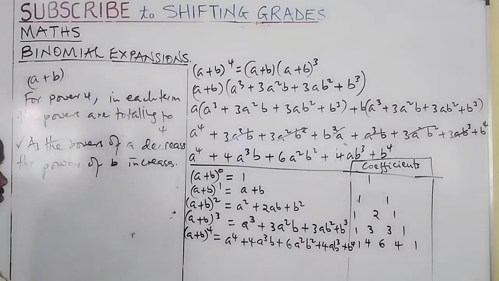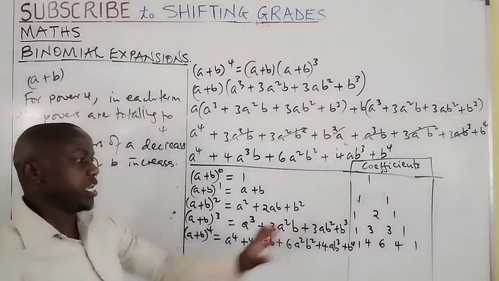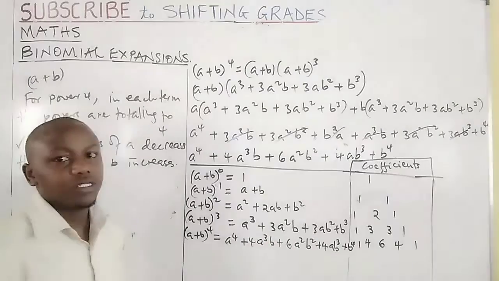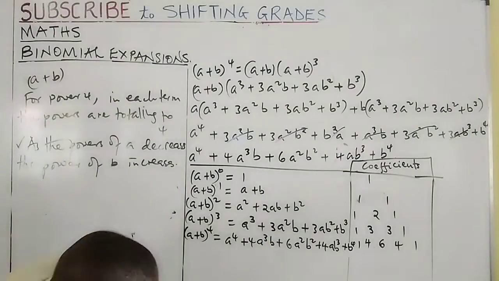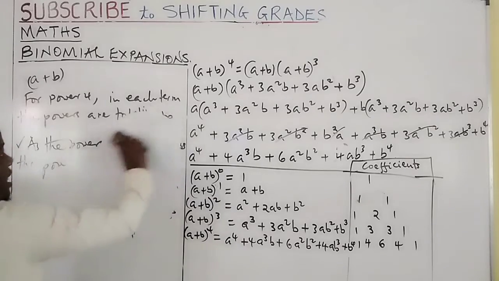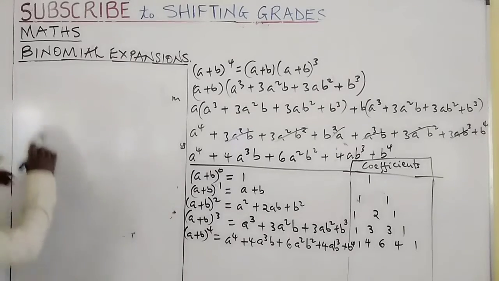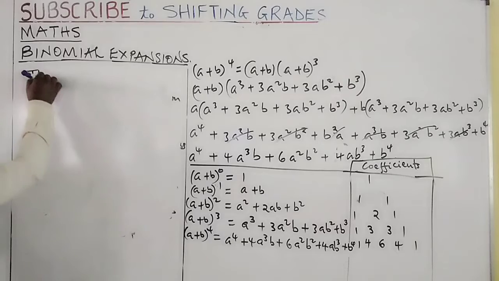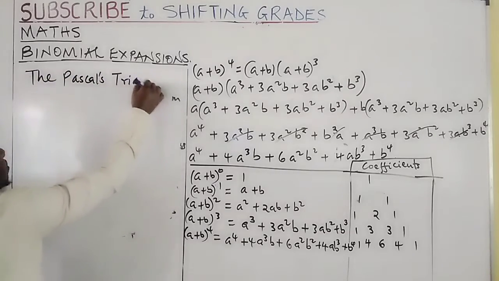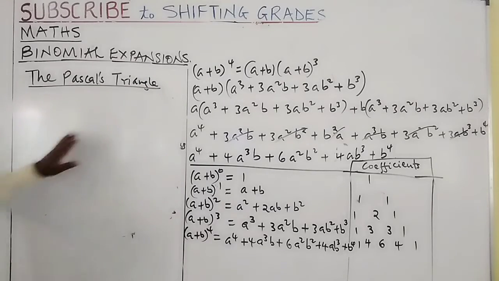They are ascending. Therefore, you find now as the powers behave in such manner, they are giving us coefficients which have a certain correlation, and these coefficients are the one which will take us to what we call the Pascal's triangle.